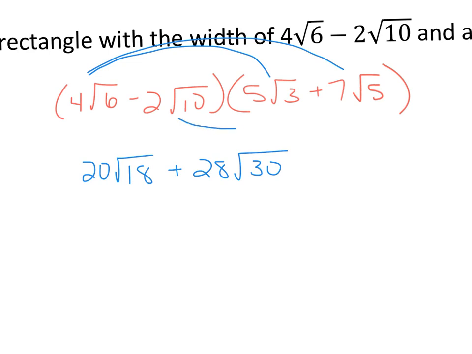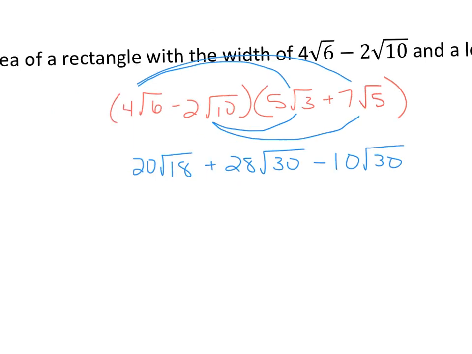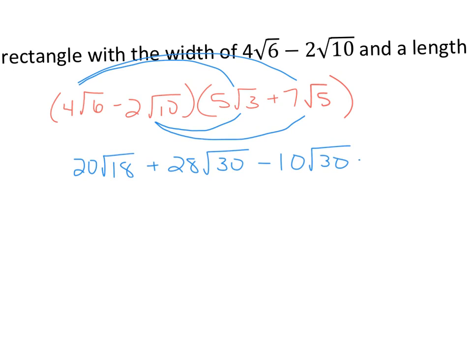Okay, now I'm going to take the negative 2 root 10 times the 5 root 3. And 2 times 5 is 10. On the inside, I have 10 and 3, which is 30. And then I'm going to take negative 2 root 10 times the 7 root 5 and get negative 14 root 50. Okay, now if you can break things down, let's break things down.